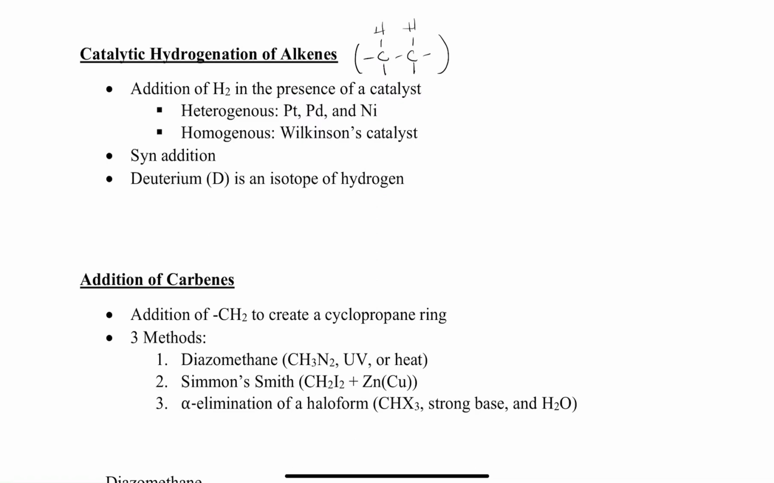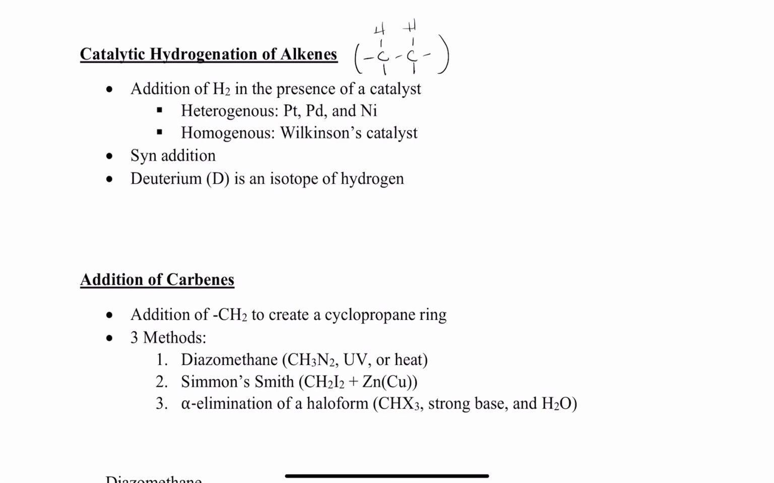So this is Chapter 8, Part 2, Reaction of Alkenes. Part 1 covered all the way up to halohydrin formation. This video will pick up at catalytic hydrogenation of alkenes, which is the addition of H2 in the presence of a catalyst. So there's two classifications of catalysts.